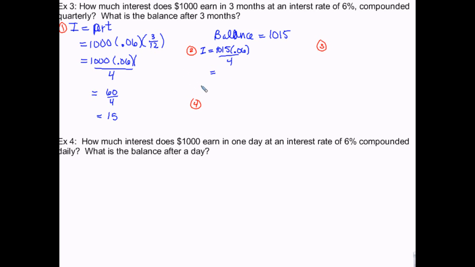Which would give me 15.23. So the balance at that point would be 1030.23. Now at the end of 6 months, on our last example, we were at 1030. We've already earned an extra 23 cents. Then when we do the next one, we're not doing 1015, we're doing 1030.23 times 0.06 divided by 4.